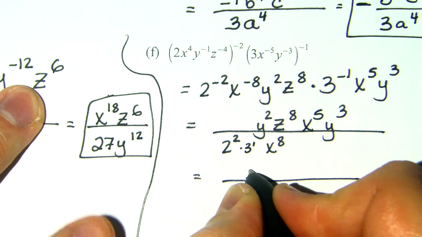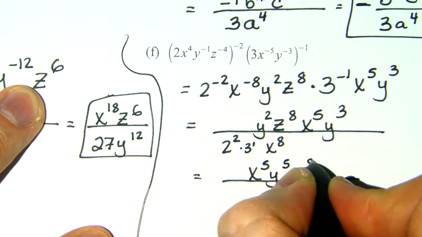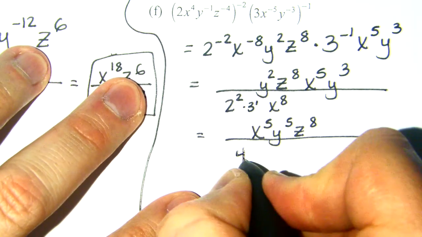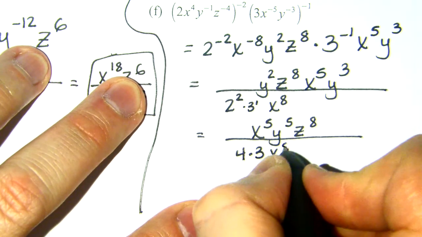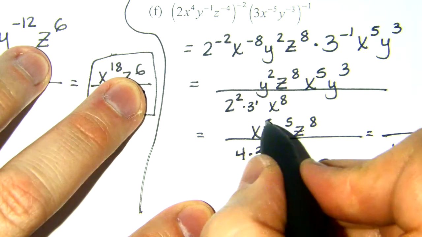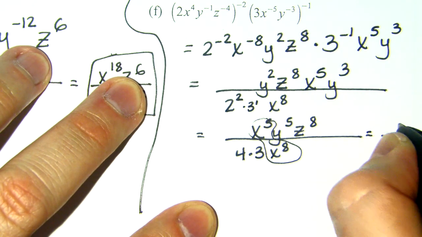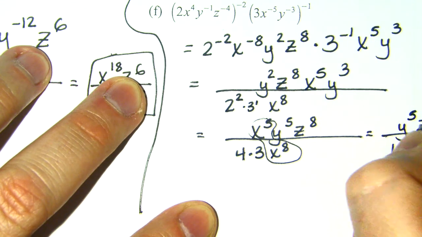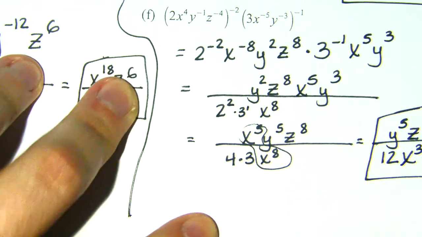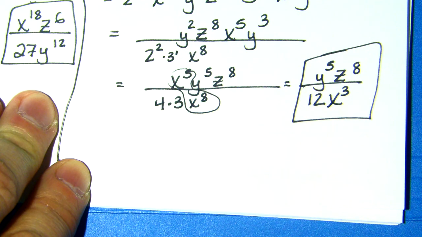Okay. Up top, that looks like x to the 5th, y to the 5th, z to the 8th. On the bottom, that's 4 times 3, x to the 8th. Well, 4 times 3 is 12 in the bottom. I can deal with the x's, which becomes an x to the 3rd in the denominator. I've got a y to the 5th and a z to the 8th. Y to the 5th, z to the 8th. Oops, off the screen. Over 12, x to the 3rd.